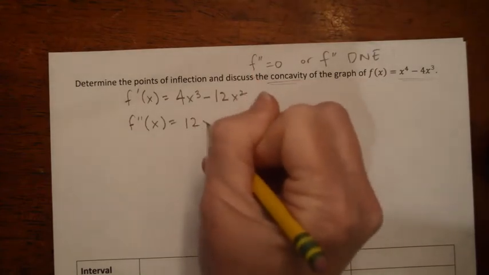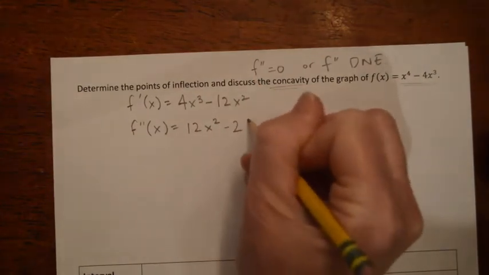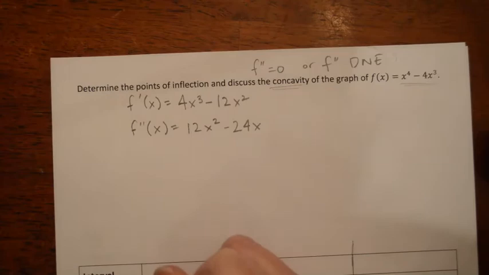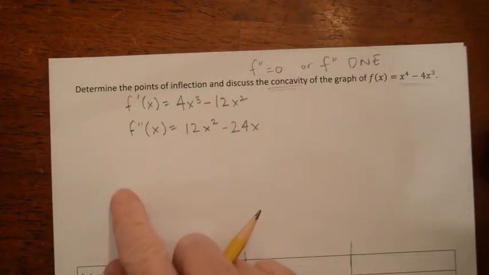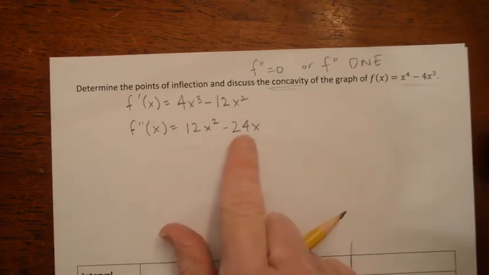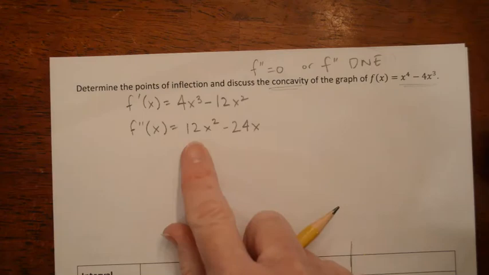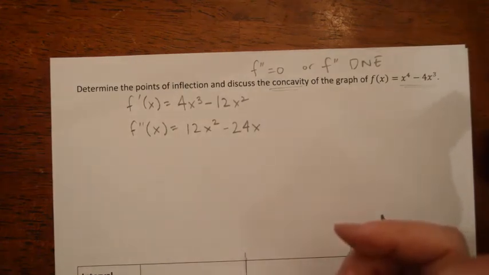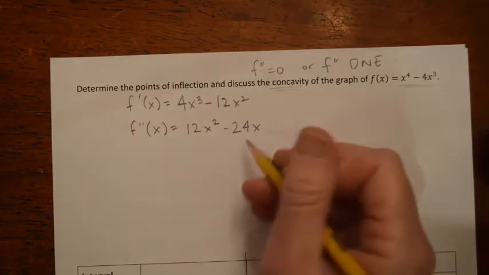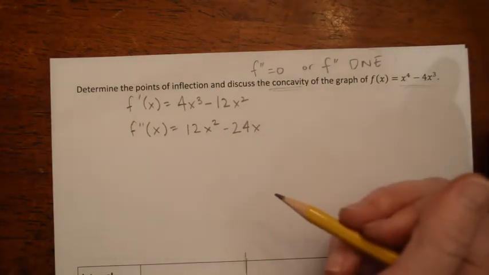We get 12x squared minus 24x. All right, for concavity, we find all places where the second derivative is 0 or undefined. Well, that's not a problem. The undefined part's not a problem here because there's no denominator that could make it undefined. So, as always, we want to factor this completely to help us find where it's 0.